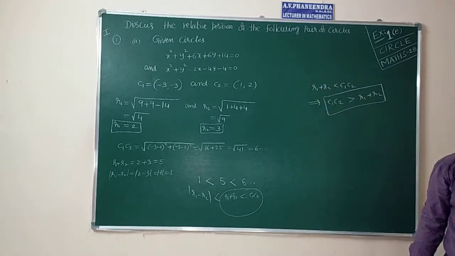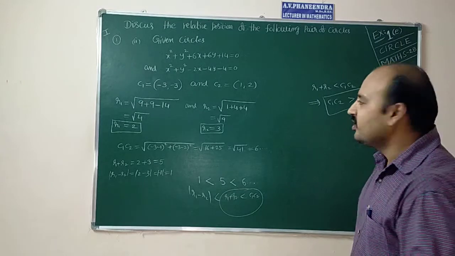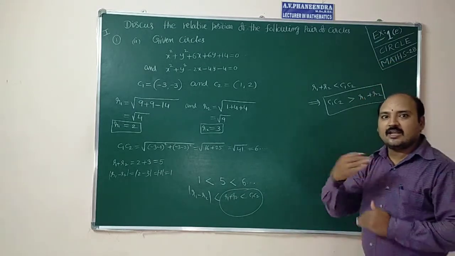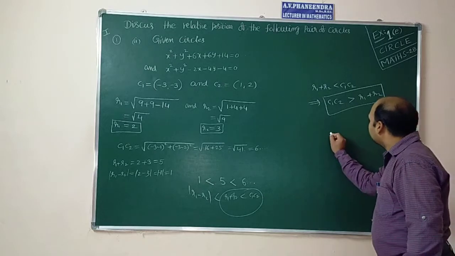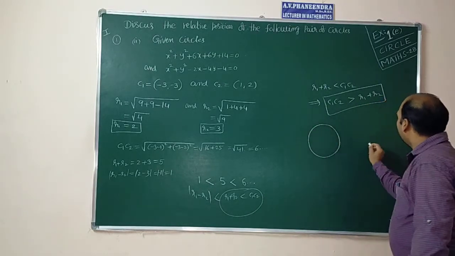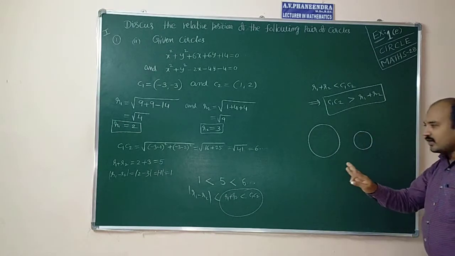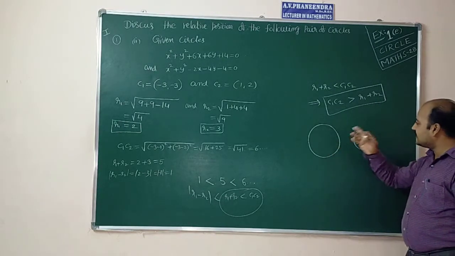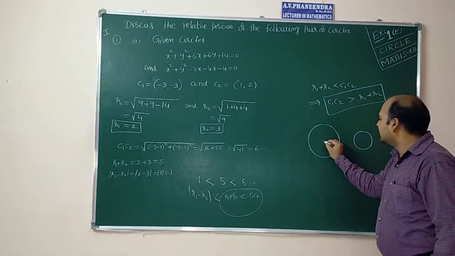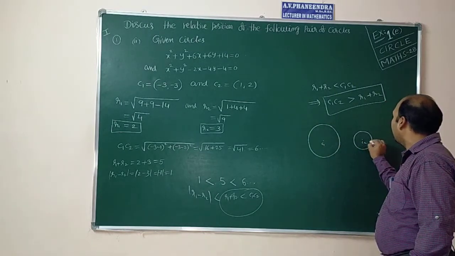Whenever C1 C2 is greater than R1 plus R2, the two circles do not intersect and one circle is away from the other circle. See that? This is the first circle and this is another circle. They do not intersect. One circle is away from another circle. Like this, the relative position of the two circles will be there according to the problem.